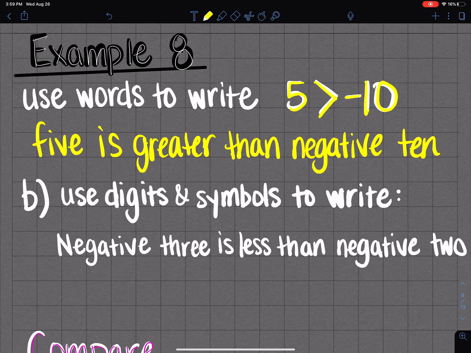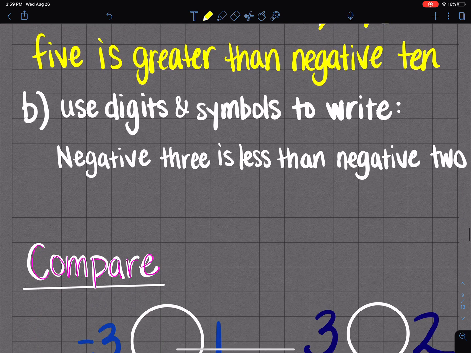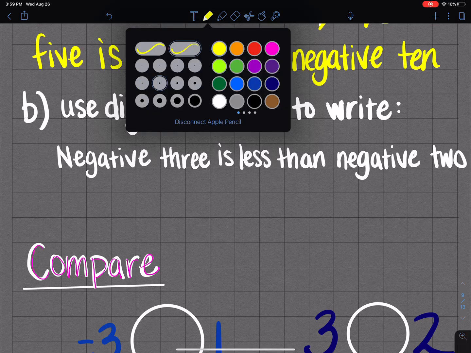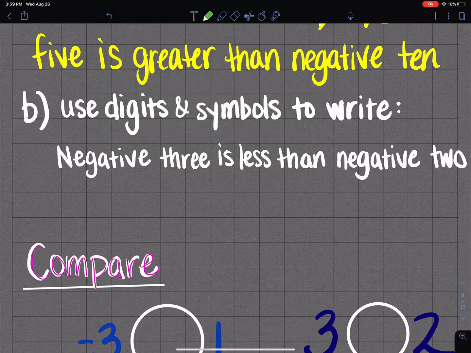Use digits and symbols to write negative 3 is less than negative 2. All right, so now we're doing the opposite way. They gave us the words and they want us to write the numbers. So negative 3 is less than, that's the less than sign, negative 2. All right, and that's the answer.